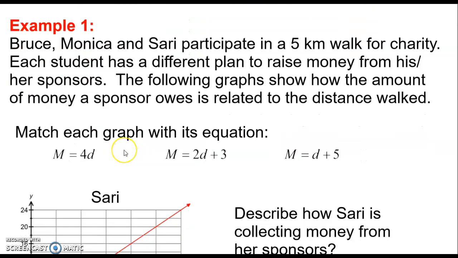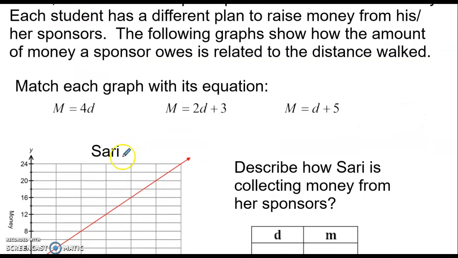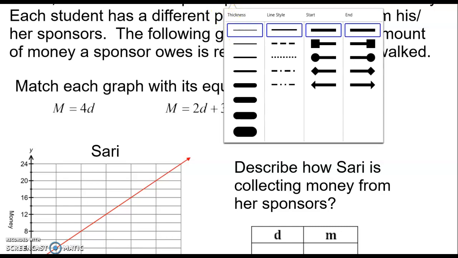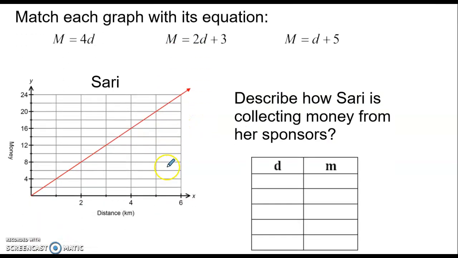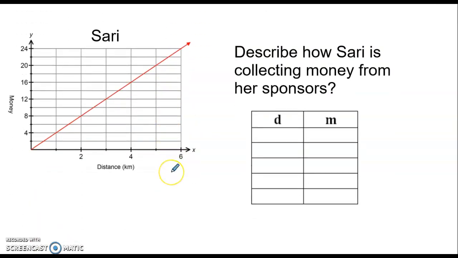We're going to match each graph with its equation, and the three equations are m equals 4d, m equals 2d plus 3, and m equals d plus 5. So we're going to look at Sari's graph first of all. What we're going to do is find some points on the line, and look at what happens when Sari walks a certain distance.